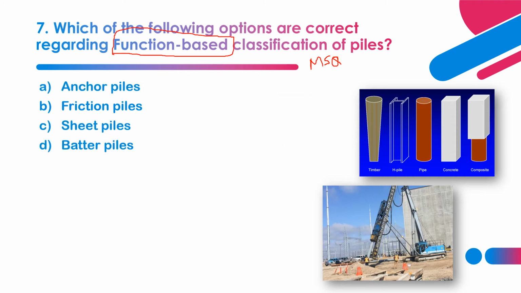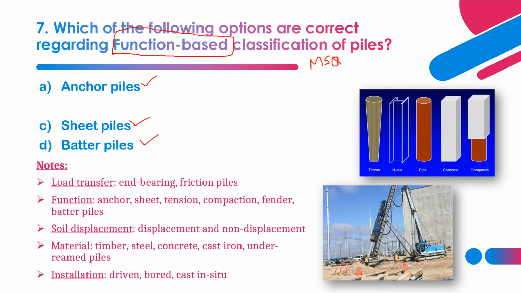So function-based classification of piles are anchor, sheath, batter. What are the other classifications of piles? Let's see those things. In case of load transfer based, we can classify those as end bearing and friction piles. When we talk about how the load is transferred, we can classify those piles as end bearing, or skin friction piles, or it can be both end bearing as well as skin friction.